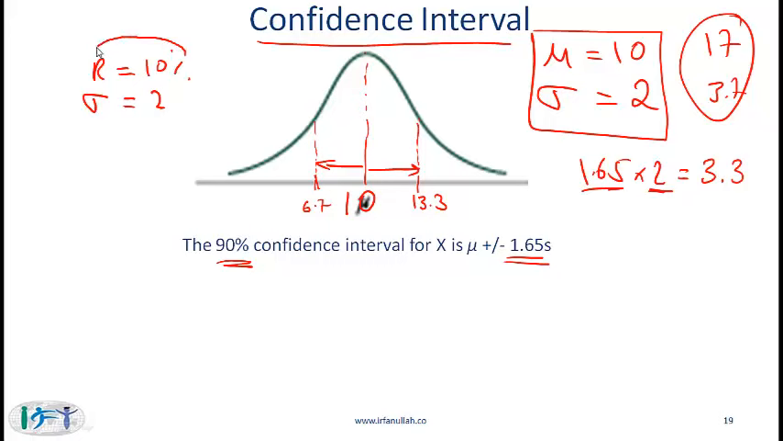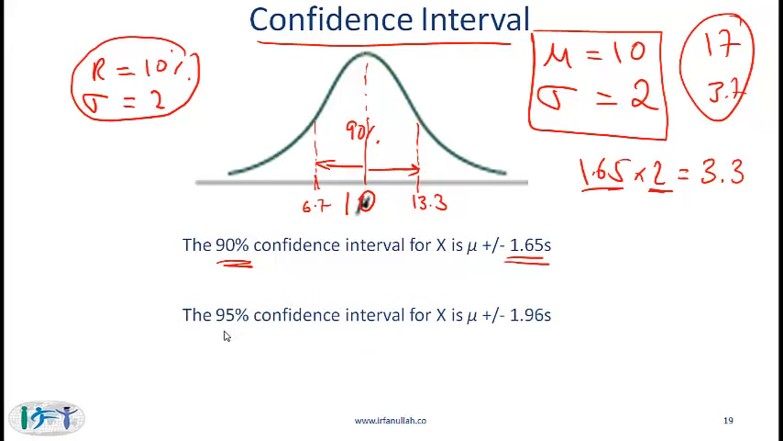Given that you have this information and given that you treat the stock return as a normal distribution, what you can say to your boss is that you are 90% confident that the return will be between 6.7 and 13.3%.